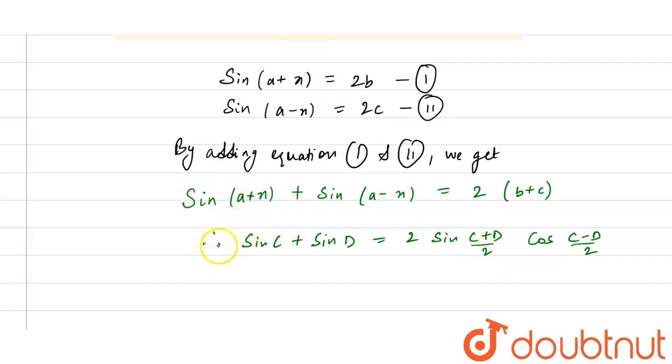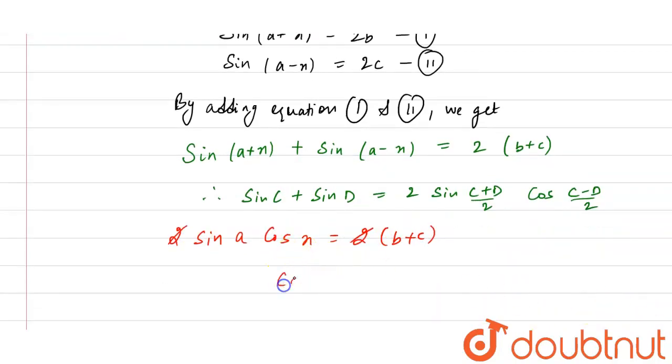So we get sin(a + x) + sin(a - x) will become 2 sin((C + D)/2), that is (a + x + a - x)/2, which is 2a/2, which is a, multiplied by cos((C - D)/2), that is (a + x - a + x)/2, which is 2x/2, which is x, equals 2(b + c). So this 2 and 2 cancel out. We get the value of cos x = (b + c)/sin a.